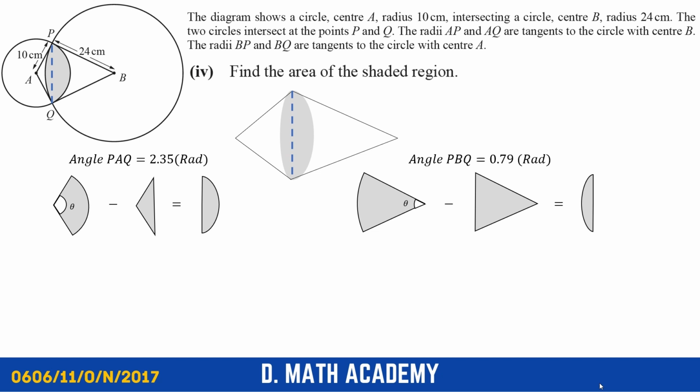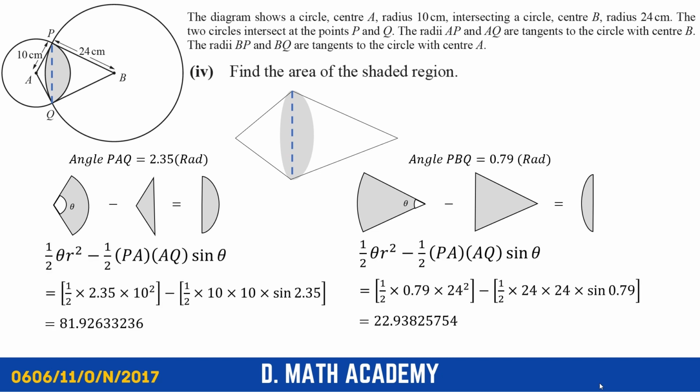So half theta r squared minus 1 over 2 times AB sine C. Run the calculation, then you will get 81.92633236. As for the other one, you will get the result as 22.93825754. So I only round up the results after I did all the calculation. During the process, I won't round it up because it will affect the answer.